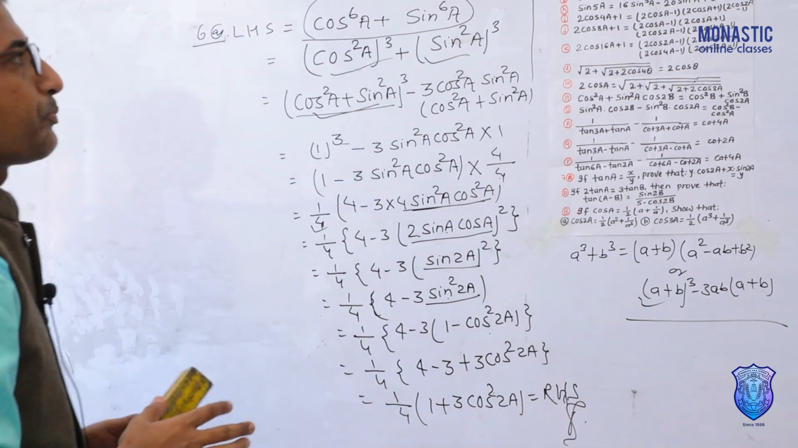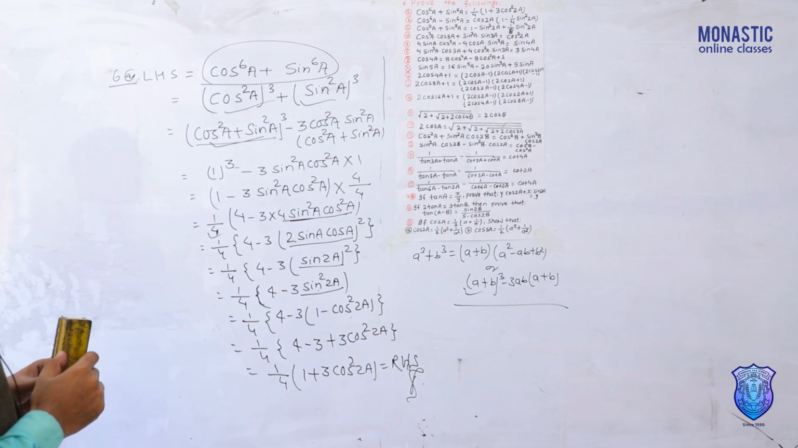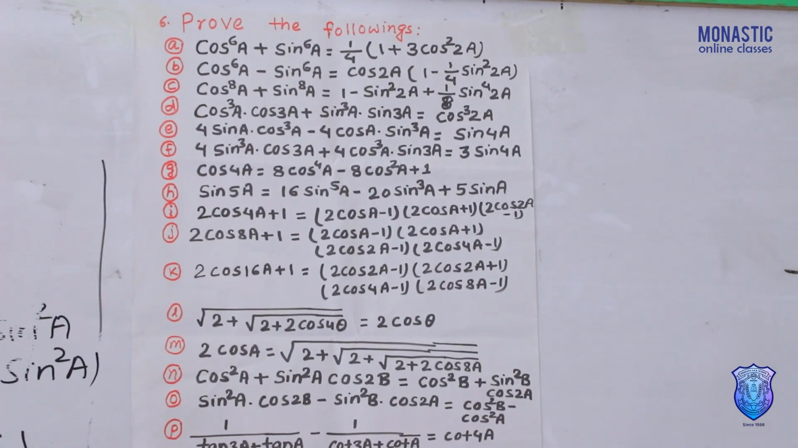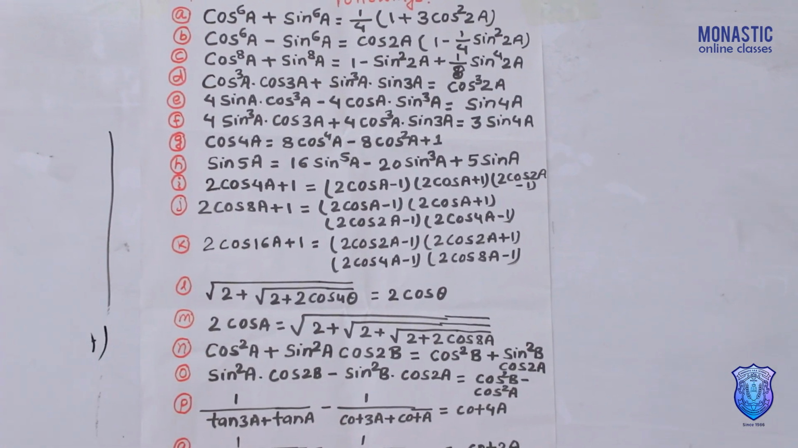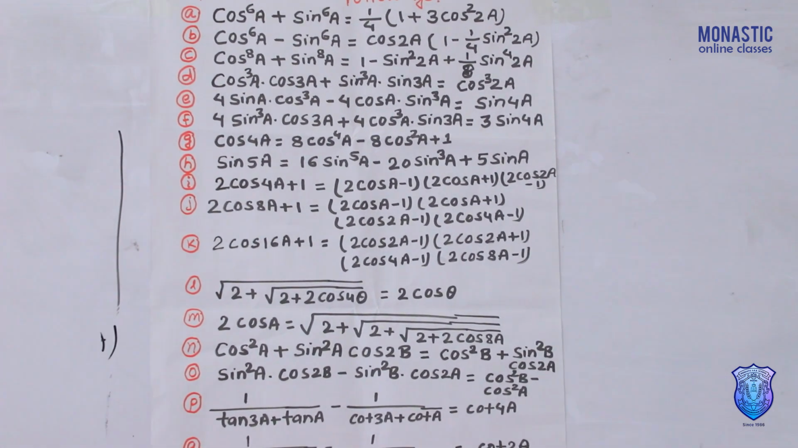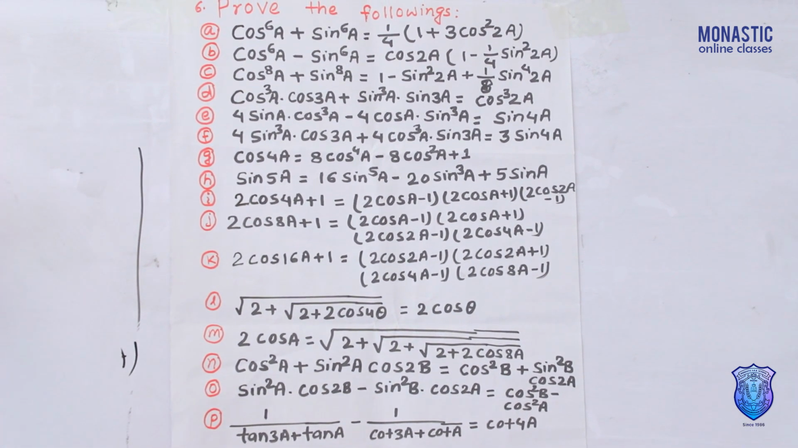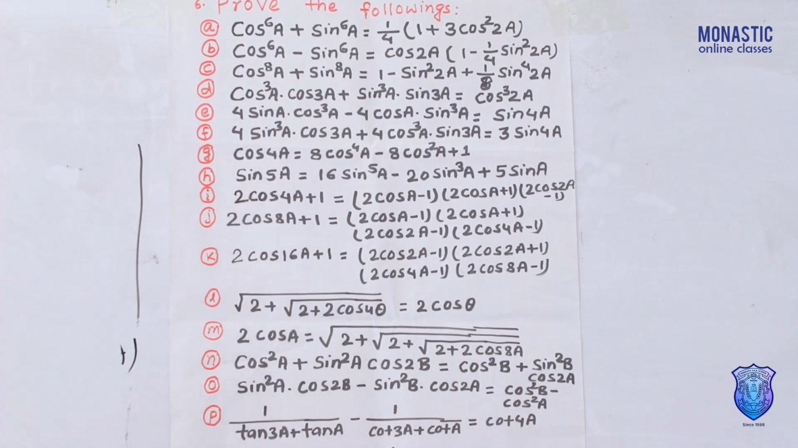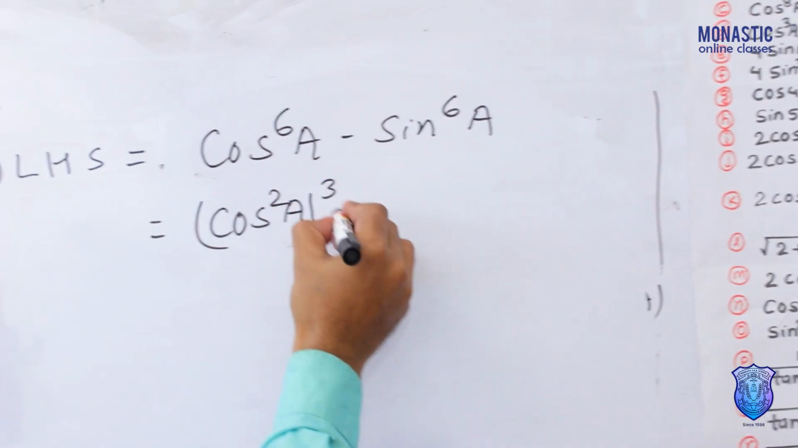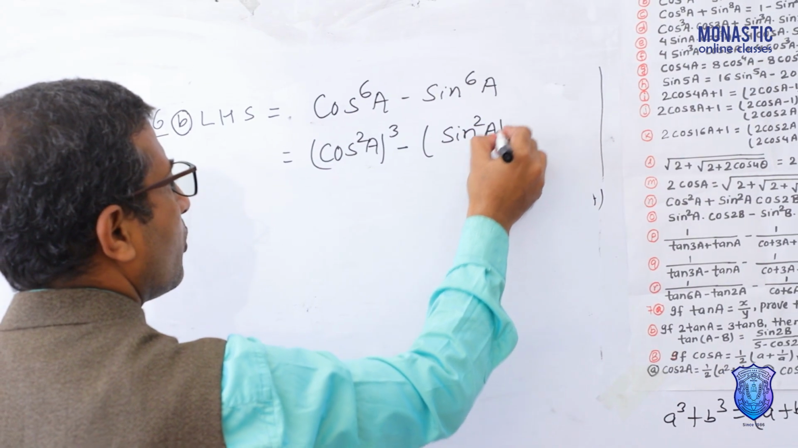Question number B is almost the same. That's cos 6A minus sin 6A. What change have you noted there? In place of a cube plus b cube, now it is in the form of a cube minus b cube. So we can write this as (cos squared A) whole cube minus (sin squared A) whole cube.